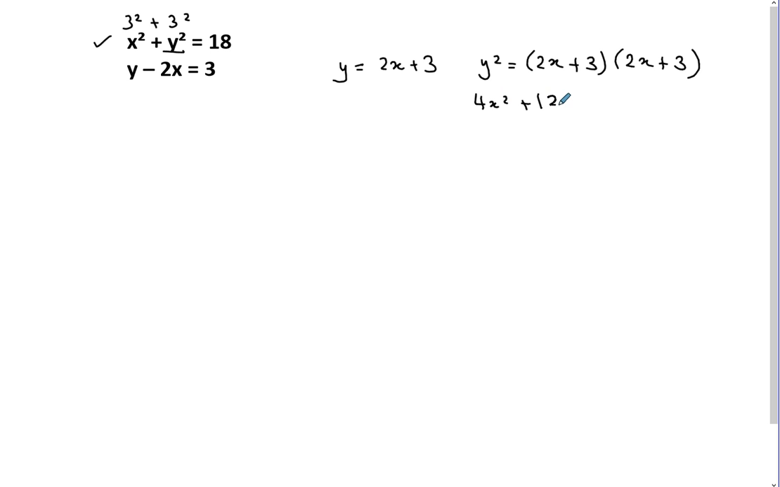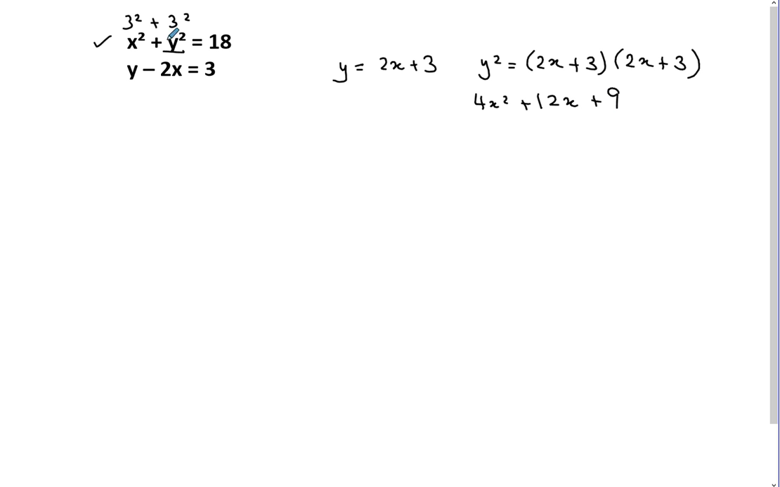So we've got y minus 2x equals 3. We'll take the x to the other side, so you've got y equals 2x plus 3. So we're going to put it in there. So y squared equals 2x plus 3 times 2x plus 3. And if you expand that out, you'll get 4x squared plus 12x plus 9.